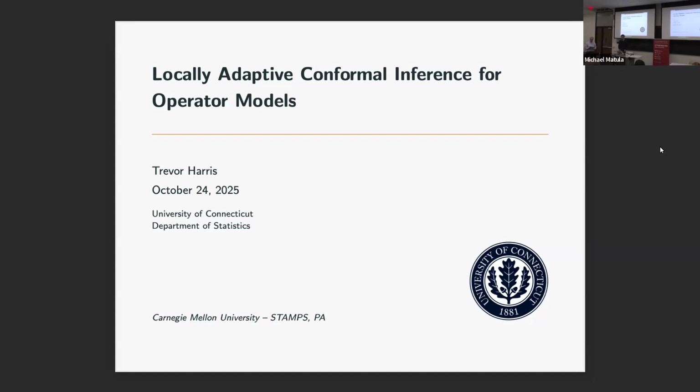Our speaker is Trevor Harris. He's currently an assistant professor at the University of Connecticut in the Department of Statistics there. He received his PhD from UIUC in the Statistics Department in 2021. After that, he joined Texas A&M as an assistant professor, and then last year he moved from there to the University of Connecticut. He works on various statistical questions that arise in climate science.